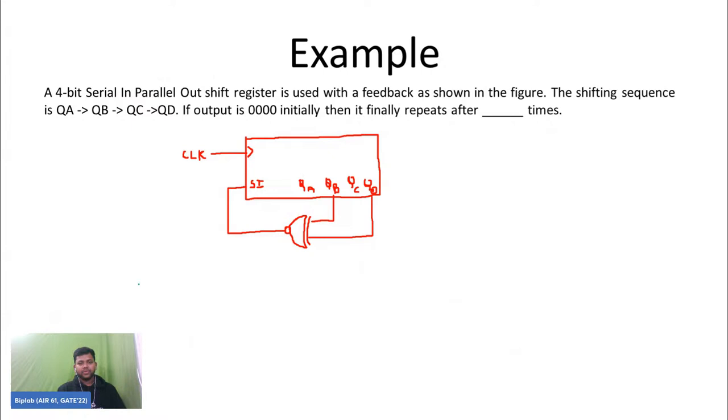It says that a 4-bit serial in parallel out shift register is used with a feedback as shown in the figure. Feedback means the output is again connected to the input. The shifting sequence is QA to QB to QC to QD. If the output is all zeros initially, 0 0 0 0, then after how many clock cycles does it finally repeat? So when will this output come again?